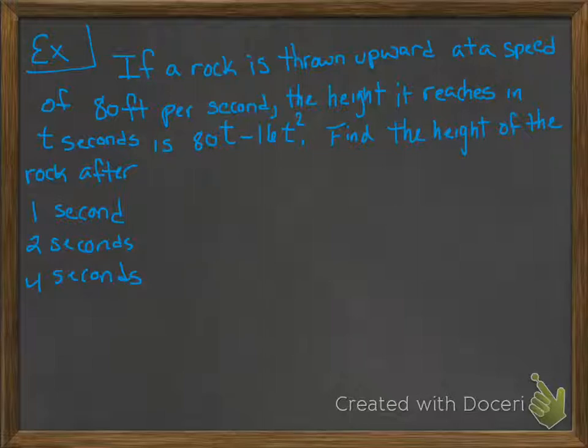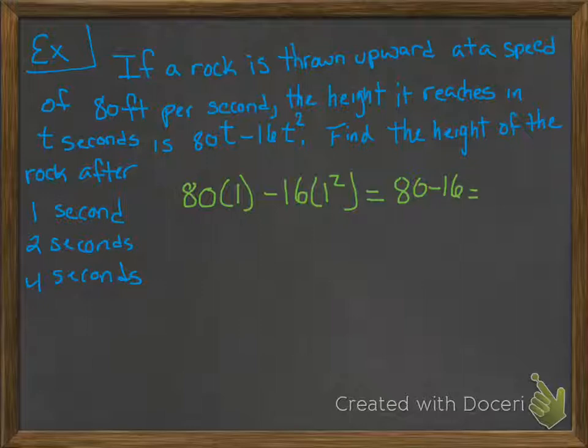Alright, another example here is going to be an example of how to deal with a word problem. So let's read through this. If a rock is thrown upward at a speed of 80 feet per second, the height it reaches in t seconds is 80t minus 16t squared. Can we find the height after 1 second, 2 seconds, and then 4 seconds? So all that means to do is plug in 1, in this first case, for our t. So we have 80 times 1 minus 16 times 1 squared, which is really 80 minus 16, which is equal to 64 feet. So that's after 1 second.